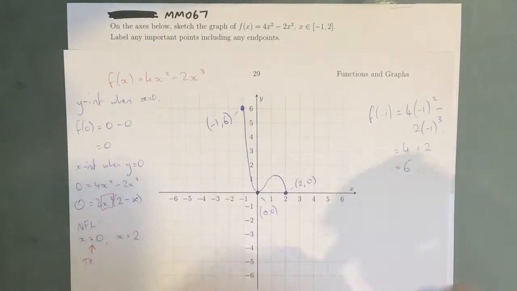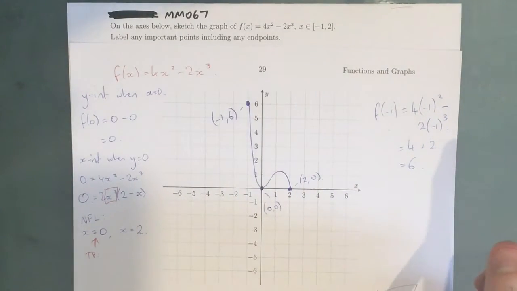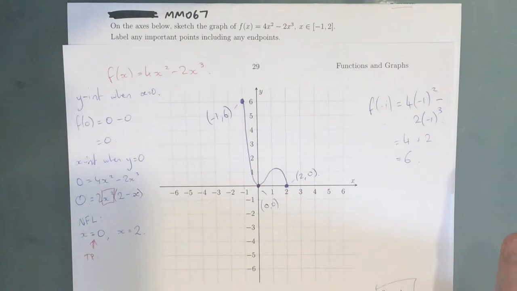That's the answer, and it's 3 marks. As with any graph, you start with 3 marks and they take away marks based on what you don't include. But that's it.